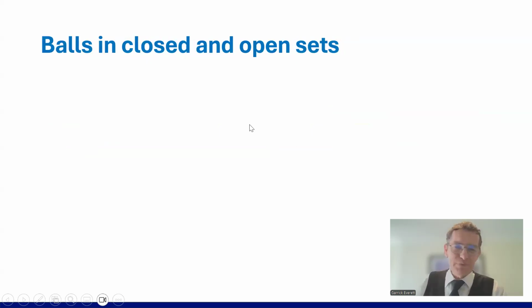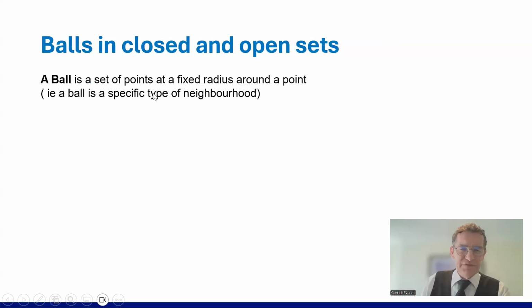Balls. The last thing I want to do is balls in closed and open sets. And this is the reason I didn't want to go on to that theorem, because if you haven't done balls in closed and open sets, you've got no idea how to deal with the Heine-Borel theorem. So a ball is a set of points at a fixed radius around a point. So a ball is a specific type of neighborhood. A neighborhood is a bunch of points surrounding a point. And you've got your bunch there, that's your neighborhood. So a ball is a specific type of neighborhood.